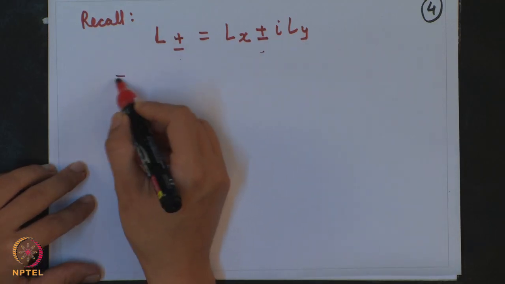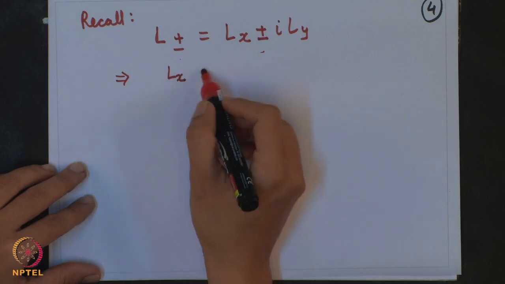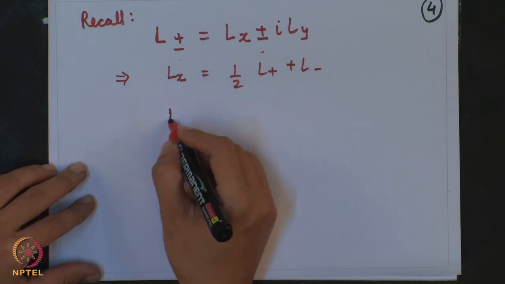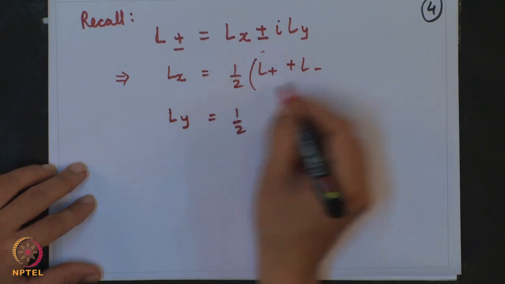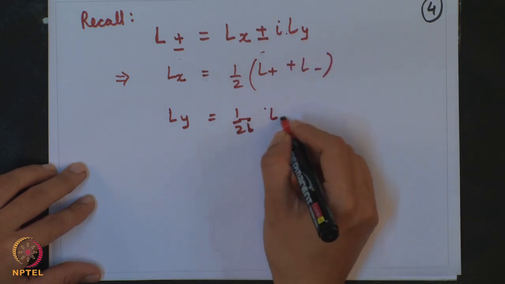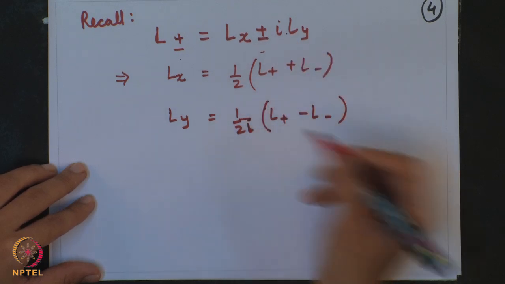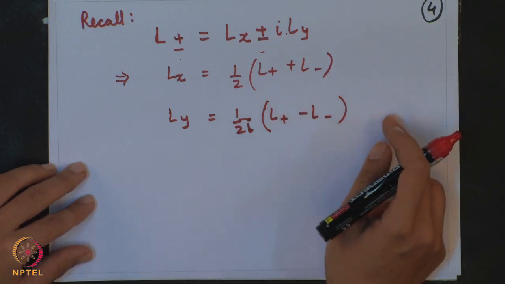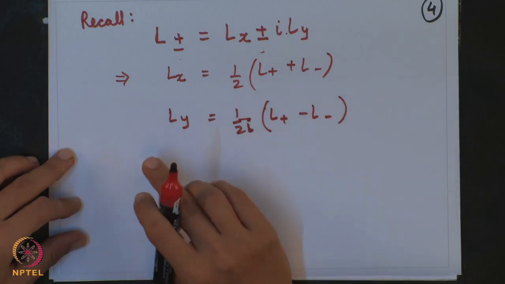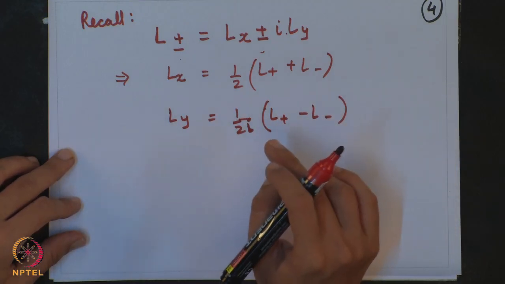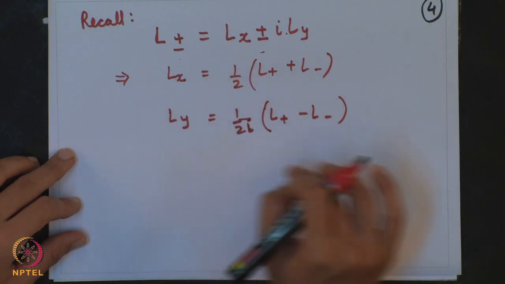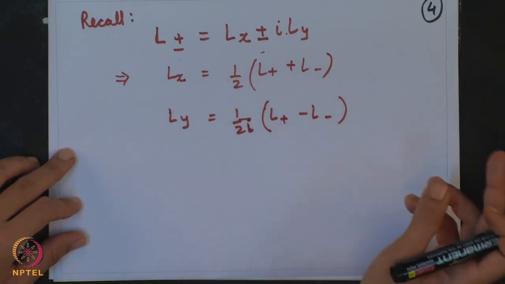From this, what do you infer? Lx is half of (L plus plus L minus), Ly is half, with a factor of i, of (L plus minus L minus). These would be very useful in obtaining whether the Hamiltonian has 1 0 as an eigenket. It will be very simple to operate L plus and L minus on the eigenket rather than Lx and Ly.